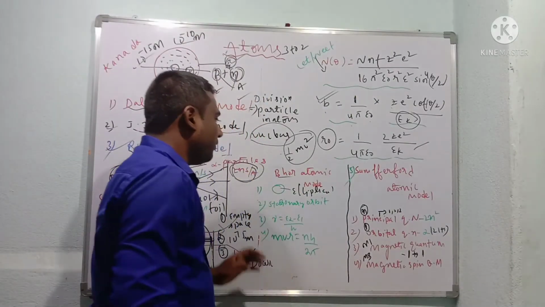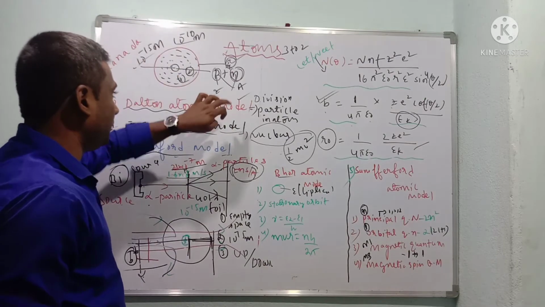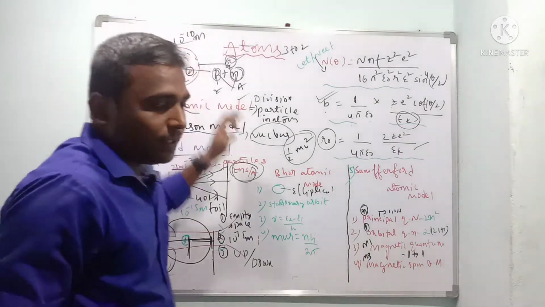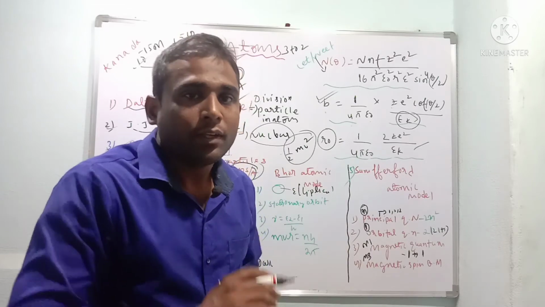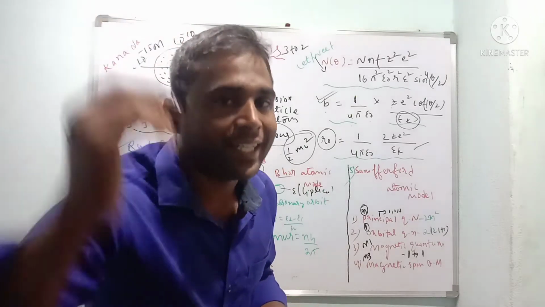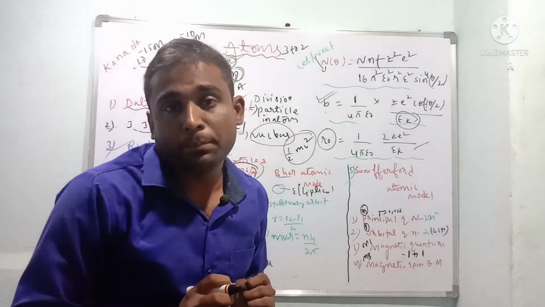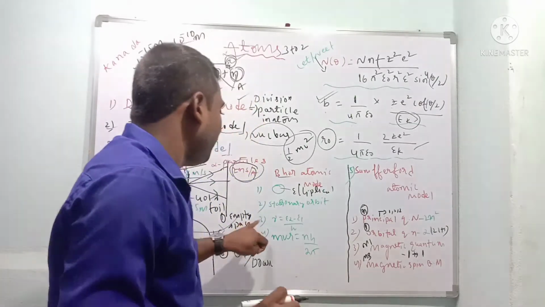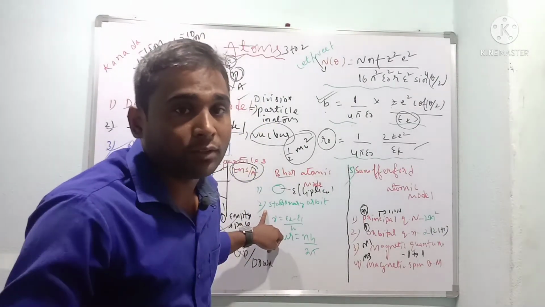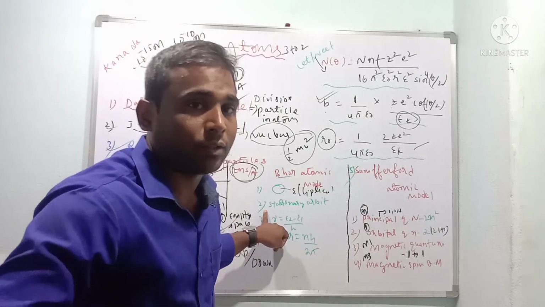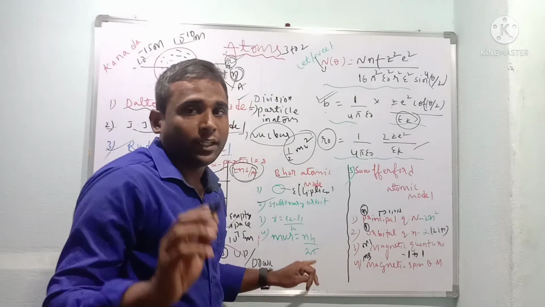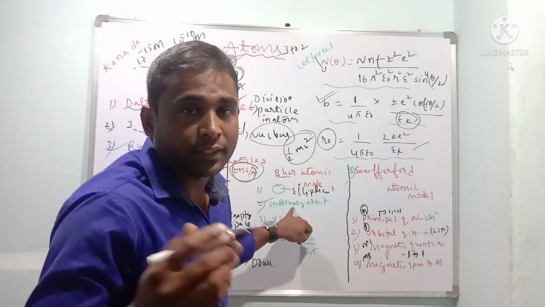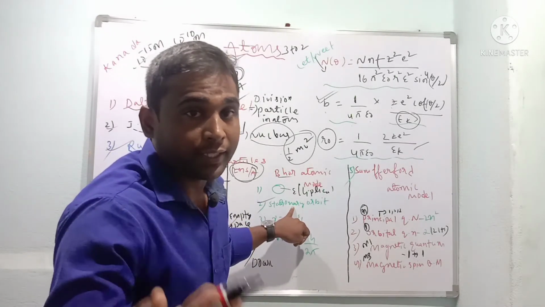Second point: when electrons are revolving around the atom, some electrons are present in stationary orbits and they do not radiate energy. They will keep quiet. When there is no emission of energy from the electrons, that is called a stationary orbit. So very important, in a stationary orbit it is not going to emit energy.